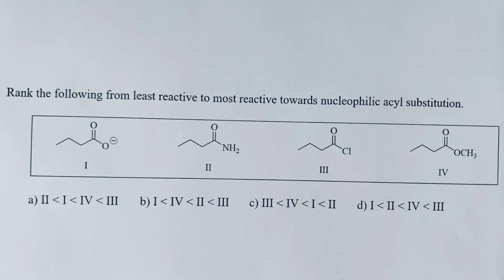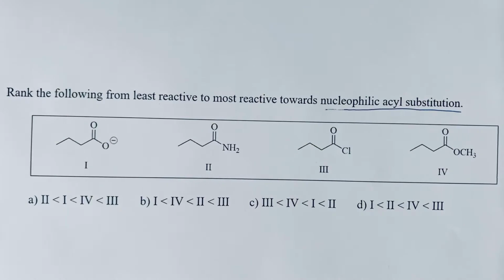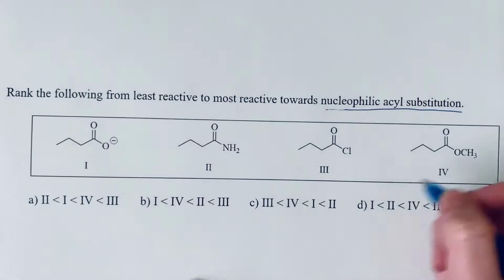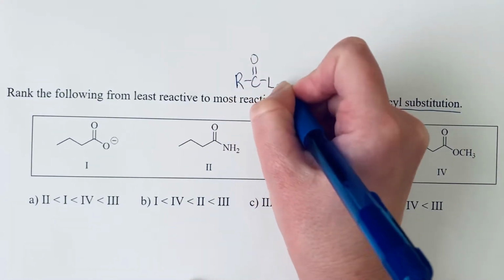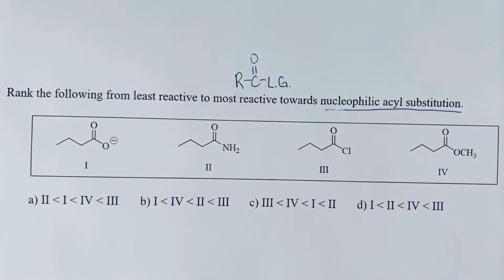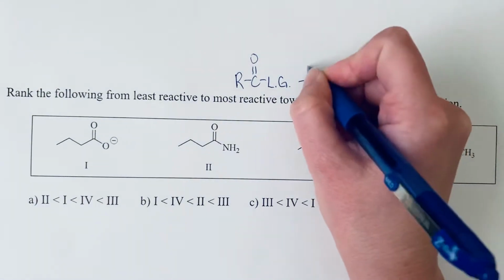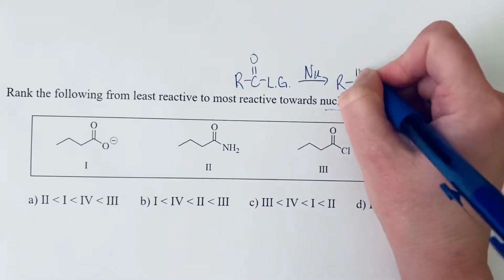Rank the following from least reactive to most reactive towards a nucleophilic acyl substitution. So these are the sorts of reactions that our carboxylic acids and carboxylic acid derivatives undergo. And so what you're looking at here in a nucleophilic acyl substitution is you can essentially think of whatever is attached to the carbonyl carbon as your leaving group that needs to be replaced by a nucleophile, so that overall, we'll just use Nu to represent the nucleophile.